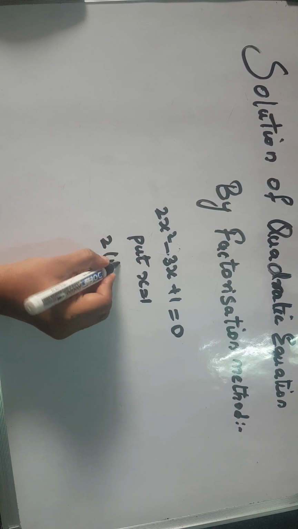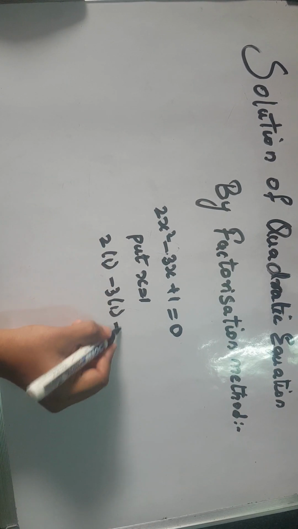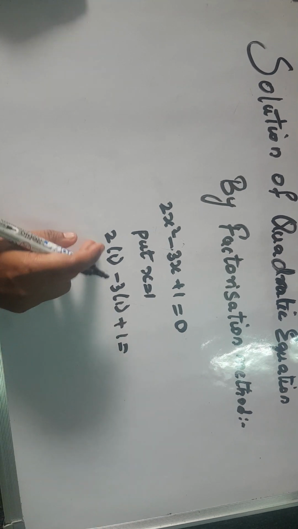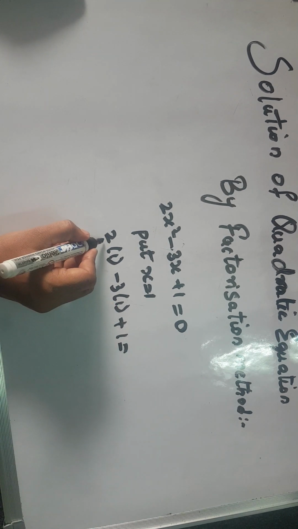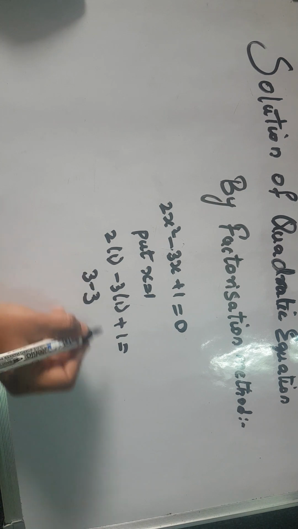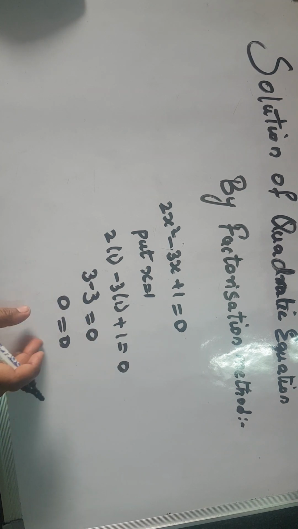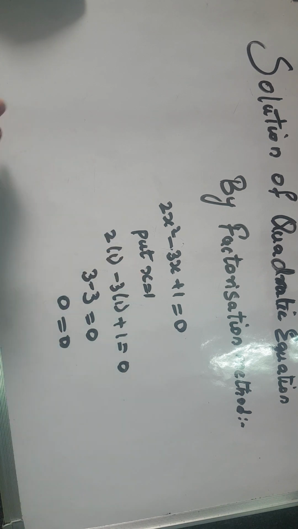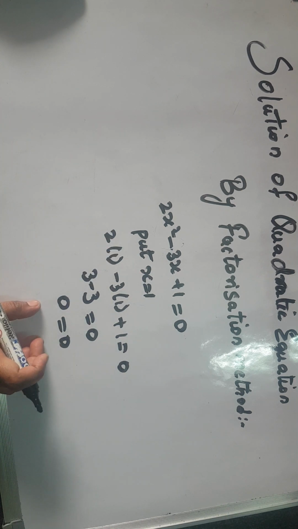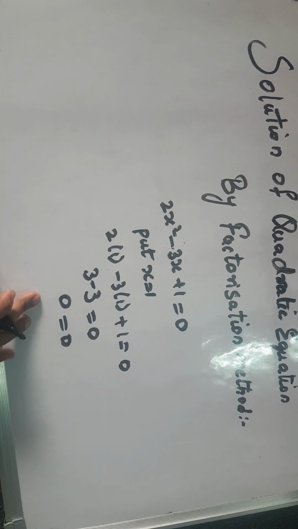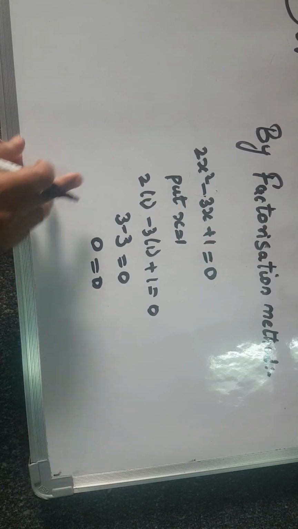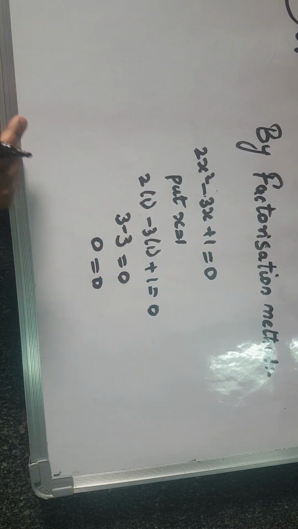Means 2 into 1 minus 3 into 1 plus 1 equals to, 2 plus 1 is 3, and 3 minus 3 equals to 0. Here 0 is equal to 0. So what value are we getting? Putting x equals to 1, we are getting 0 here. So both the values, LHS and RHS, become 0. Means when you put x equals to 1, this value is becoming 0.